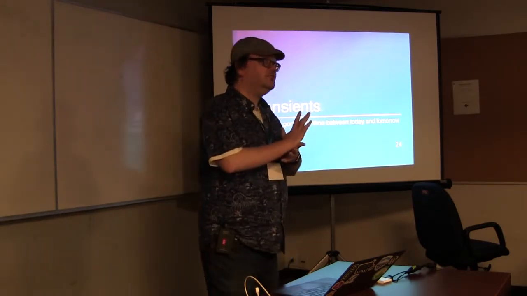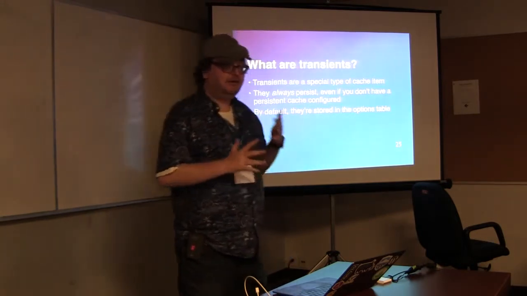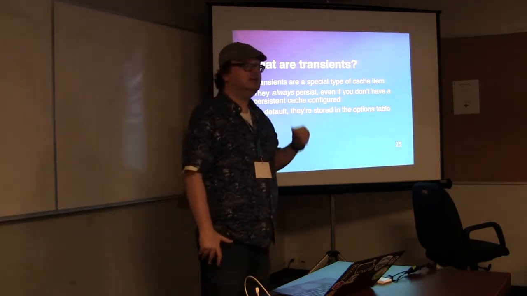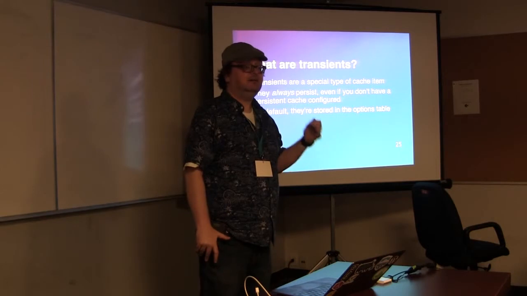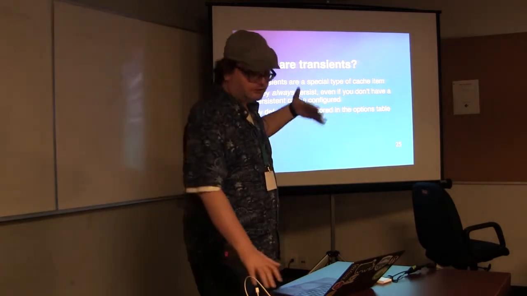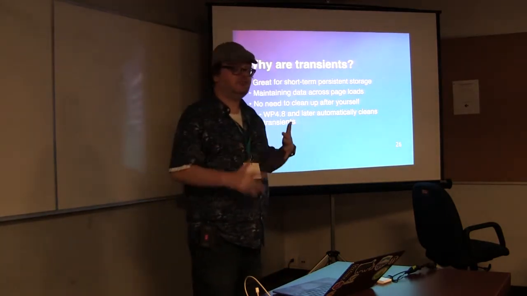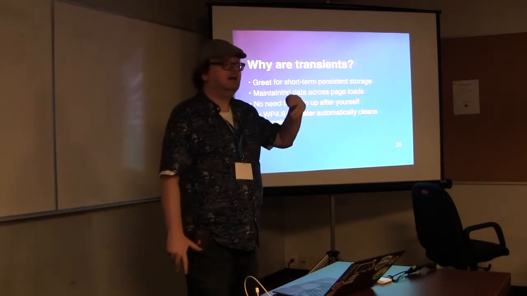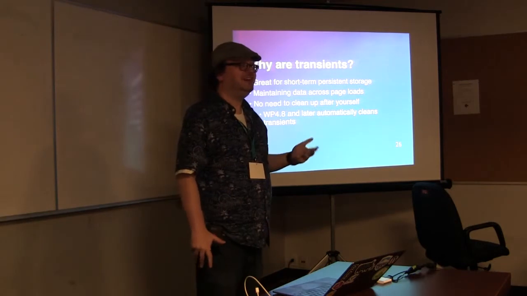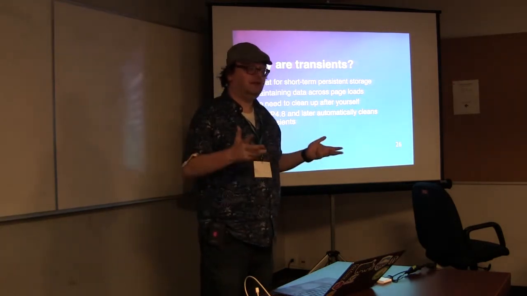One way to fix this is transients. Transients are a special type of cache item. They always persist, even if you haven't set up a separate object cache plugin. By default, they get stored in the options table for the blog. Why do you do that? They're great for short-term persistent storage, like maintaining data across page loads instead of sticking it into hidden HTML fields that you have to parse, that an attacker can manipulate and all that sort of thing.